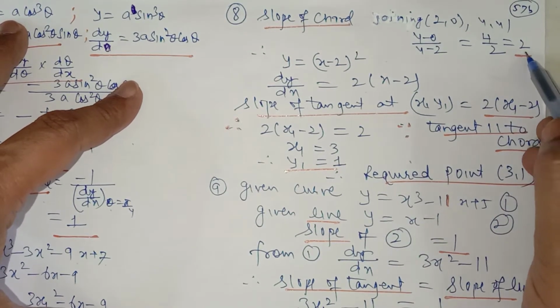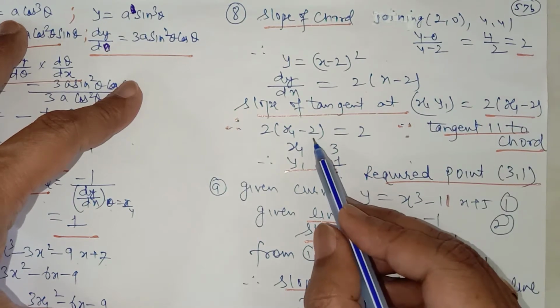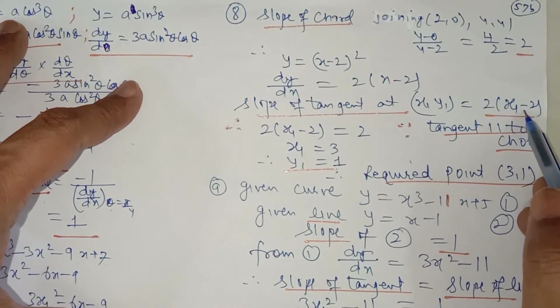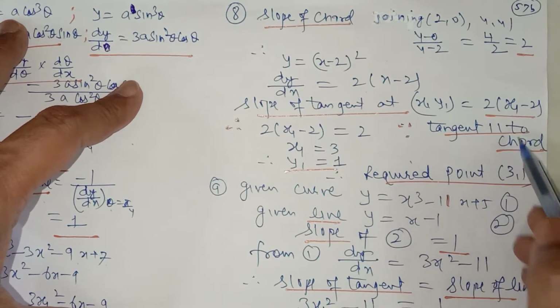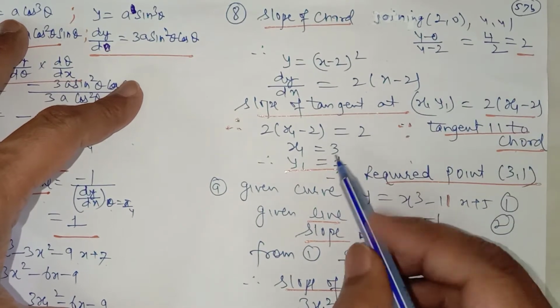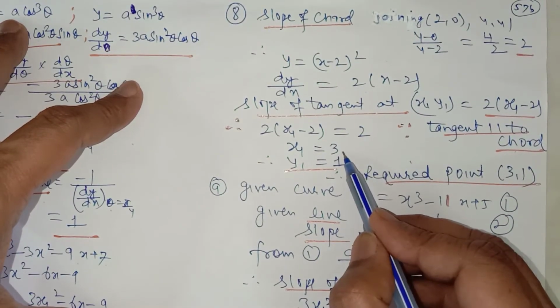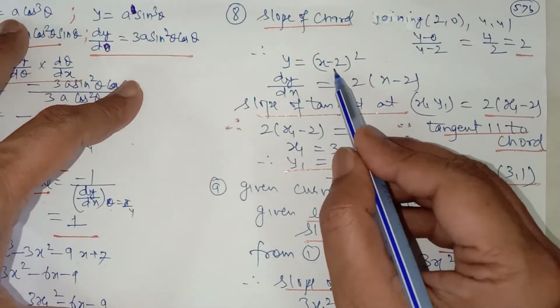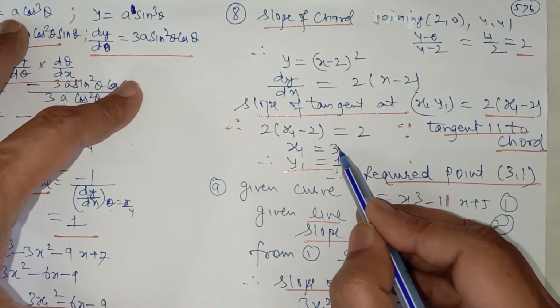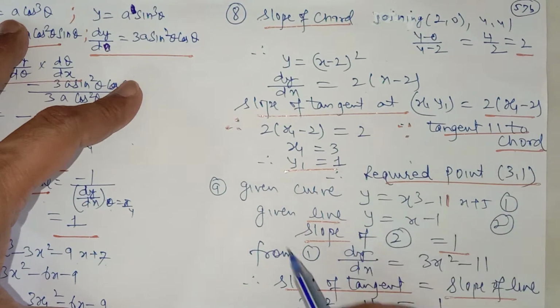This is the slope of the chord, and it is given that the slope of the tangent is equal to the slope of the chord, or the tangent is parallel to the chord. So their slopes will be equal, and this will be equal to 2. You get the value of x as 3. When you replace x in the original curve, you will get y, and the required point is (3, 1), the x coordinate and y coordinate.